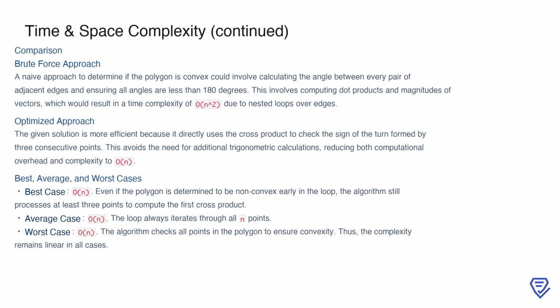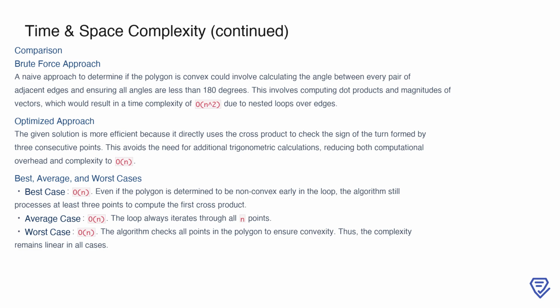A naive solution might involve calculating the angle between every pair of adjacent edges to ensure all angles are less than 180 degrees. This would require iterating through nested loops over the edges, leading to a time complexity of O(n²). In contrast, the optimized approach leverages the cross product to directly determine the sign of the turn formed by 3 consecutive points. This eliminates the need for more computationally expensive trigonometric calculations, reducing the time complexity to O(n).